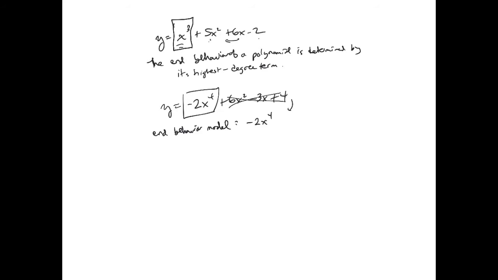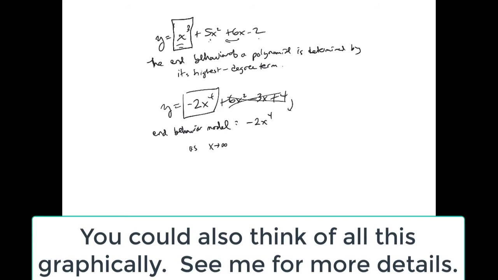Now, if I were trying to figure out what's going on with this end behavior model as x goes to infinity, I'd be plugging in a really big number for x that's positive, raising it to the fourth, which makes it even more positive, and then multiplying by negative 2. So I get a really, really big negative number. So y is going to go to negative infinity. As x goes to negative infinity, I'd be taking a really, really negative number, raising it to the fourth, which would make it positive, and then multiplying by negative 2. So again, y will go to negative infinity.